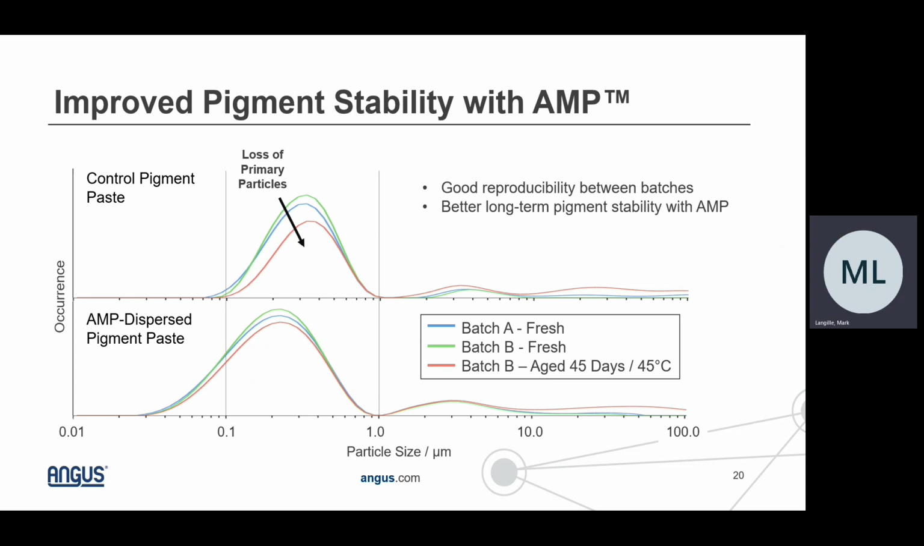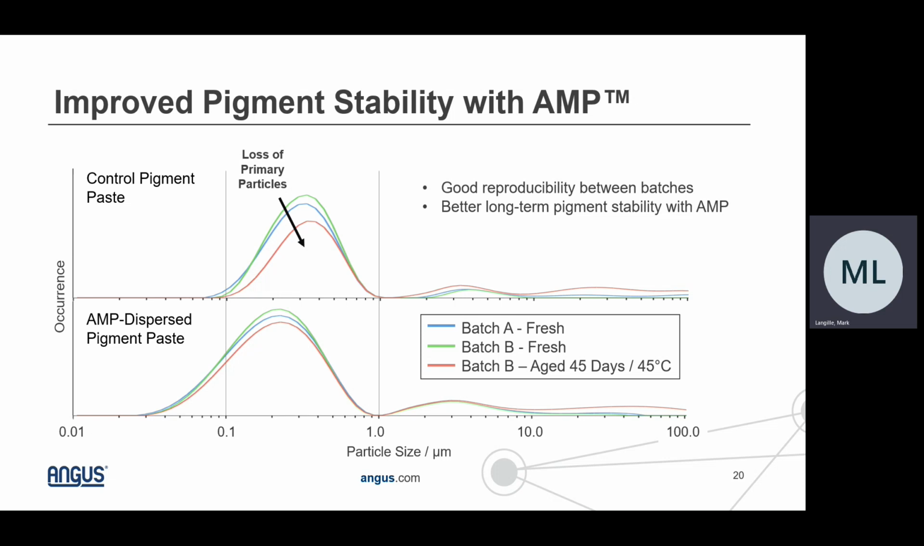We also looked at both the reproducibility and stability of these PR122 pigment pastes. We made 2 batches from scratch of each pigment paste and measured particle size, which is shown in the blue and green data for the control paste at the top and the AMP paste at the bottom. And the reproducibility is quite good, where we're consistently seeing a lower average particle size when we formulate with AMP. We then took one of the batches and heat aged it for 45 days at 45 degrees Celsius and remeasured the particle size, which is the data in red.